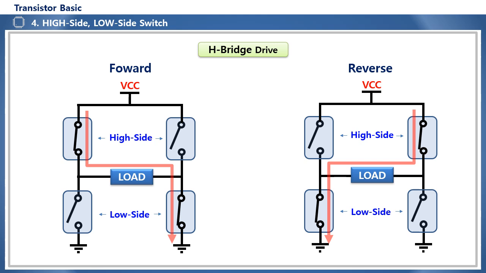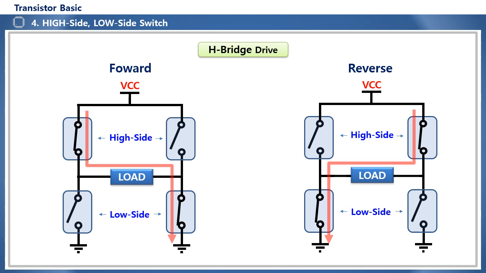H-bridge is a circuit that combines a low side switch and a high side switch and is suitable for loads that require forward and reverse current, such as motors or Peltier elements. The structure is such that the high side switch is placed on the top of the H-bridge and the low side switch is placed on the bottom.